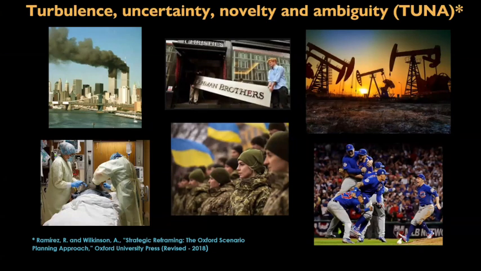Now, to be more specific about the environment that we're in, and it's interesting, this has gone through a number of evolutions in the last few months as I've thought about what I might represent to make the point about turbulence, uncertainty, novelty, and ambiguity as being the nature of things. This TUNA framework comes from a book written by Oxford professors who have a program called Strategic Reframing. It's an Oxford-based scenario planning approach. I highly recommend that book. It does a very good job of looking backward and reframing and looking forward. Very useful tools. But this terminology of TUNA is one that I've taken from them.